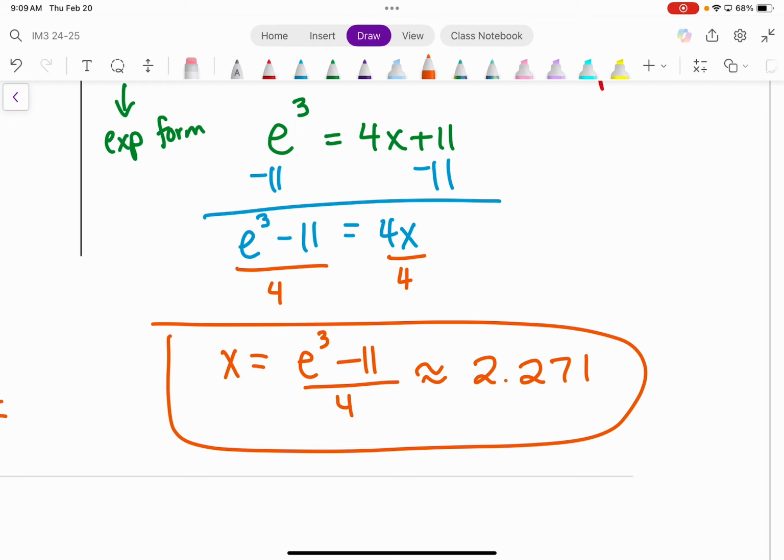If you got something wrong, then probably what happened was you didn't use parentheses correctly. If you don't use parentheses, it'll evaluate 11 over 4 as a division, and then whatever you get from that, subtract from e to the third. Okay, I have one final problem for you guys, and then we'll do a red light, green light.